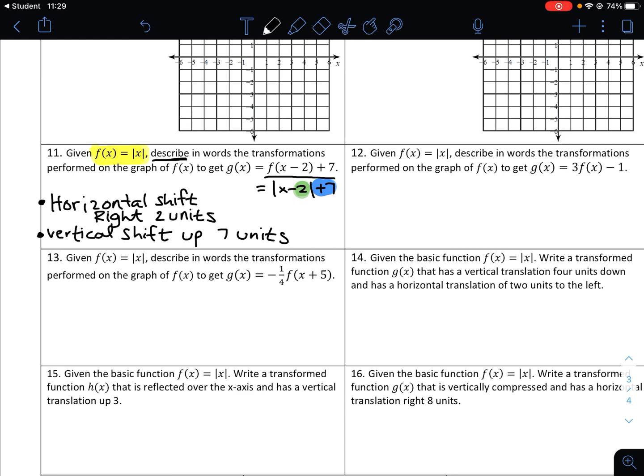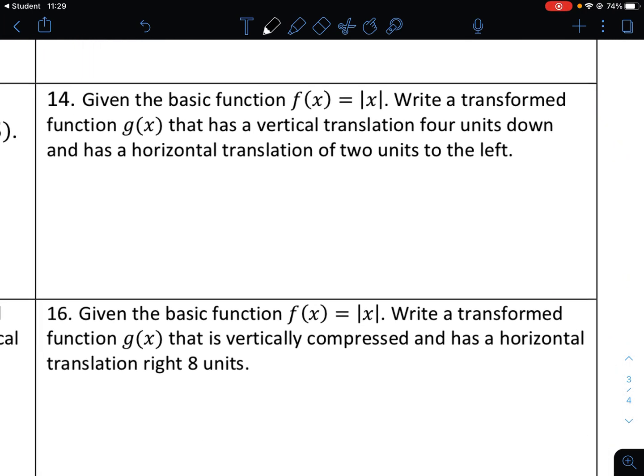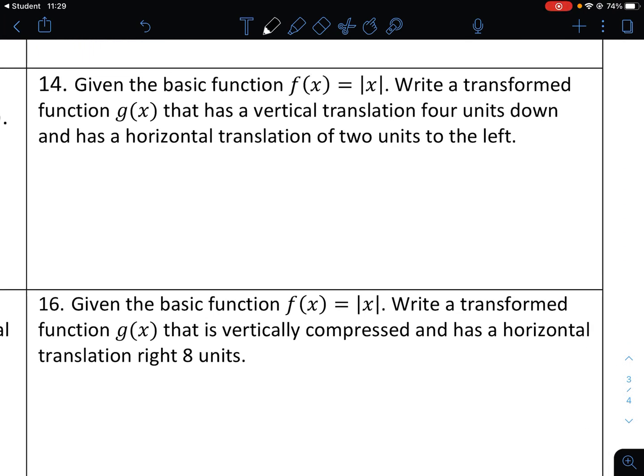Similarly, when you are given a function with transformations, the transformations are described for you and you're asked to write a function, you're going to take those words and turn them into an equation. So again, we're starting with our parent function, the absolute value of x. We're going to write a transformed function g of x. So the name of our function is g of x equals.